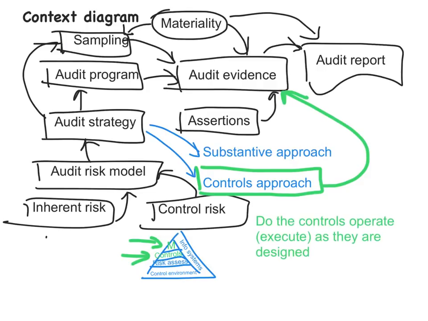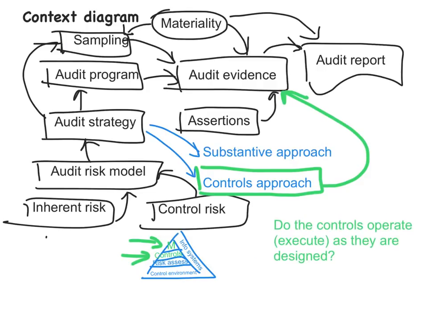Okay, and that's the big question. If they do, that's great. We can do less substantive testing, but if they don't, then I need to figure out what to do next with my audit strategy, and we need to adjust our audit risk model as a result of that. So you'll notice that this diagram is a lot more full than the previous ones that we've done, and it will continue to grow in size.